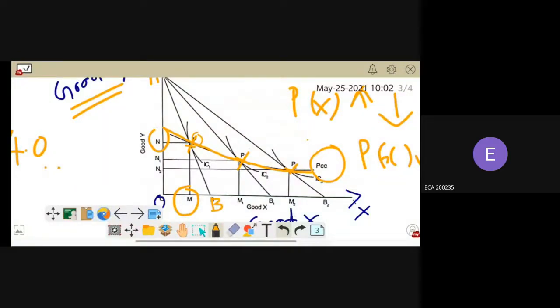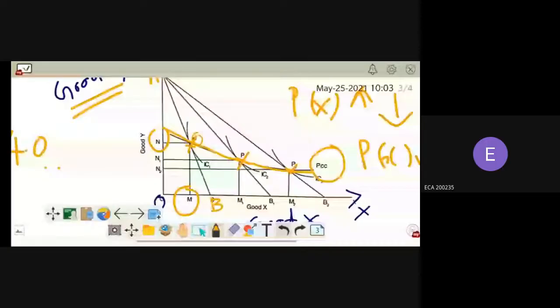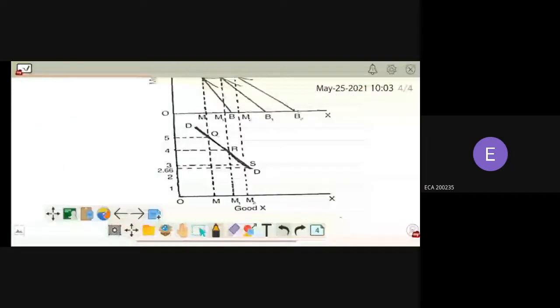So from this, we can derive our demand curve, the demand curve which shows the quantity to be purchased, using the price consumption curve. So that is shown in this diagram.